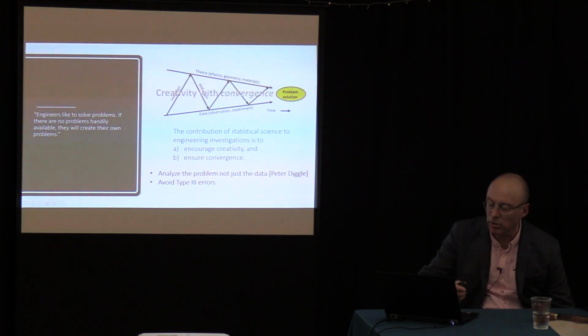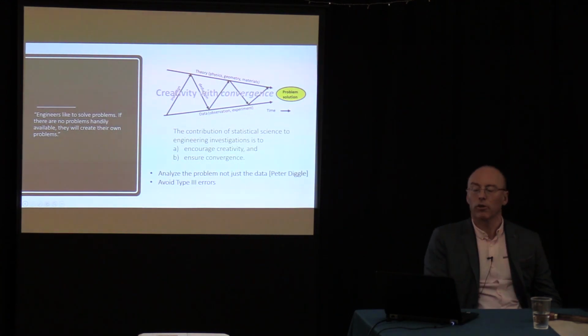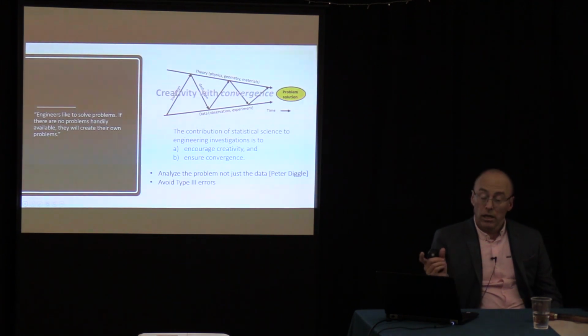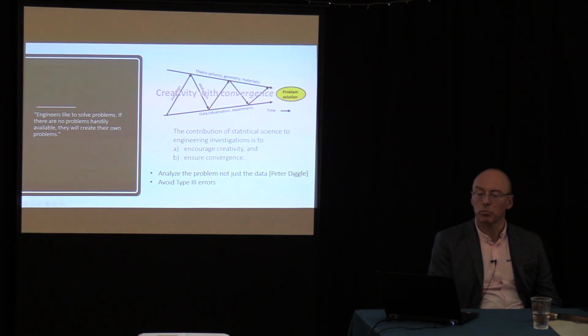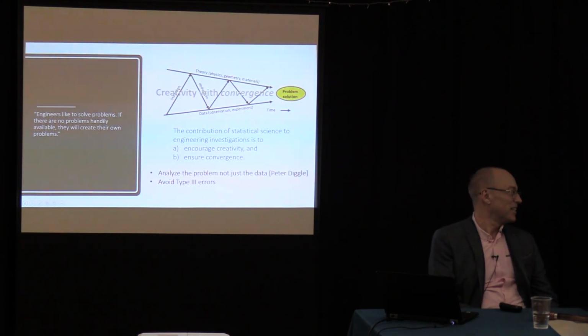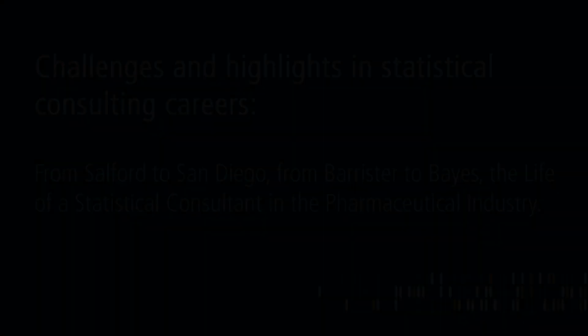And I had one more quote there. If any of you were in Cardiff at the annual conference this year, Peter Diggle gave a nice talk when he had the Barnett Award, and Peter says, analyze the problem, not just the data, which I think is a nice way to think of it, really, and avoid type 3 errors. Do we know what type 3 errors are? We know what type 1 and type 2 errors are, don't we? Another quiz question. Type 3 errors are providing a brilliant answer to the wrong question. All right? So that's what you have to avoid.